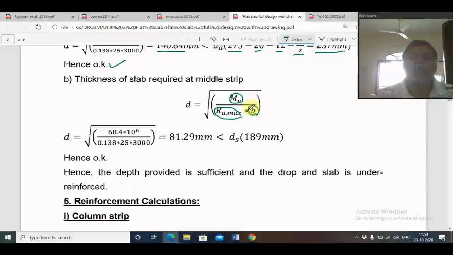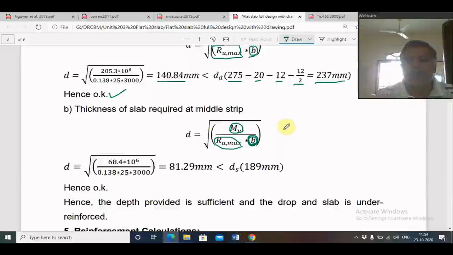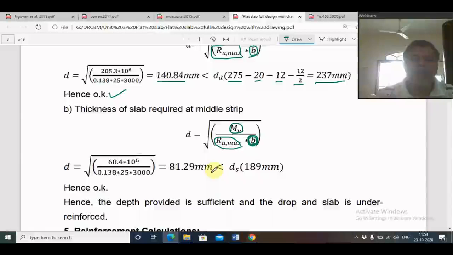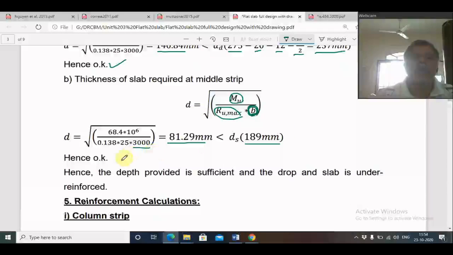Here B. What is the size of the middle strip here? What is the size? 3 by 3. So again I have to substitute the B value as 3000, and got the value as 81.29 mm. This value is much lesser than the provided effective depth of 189, hence OK. Therefore, the depth provided is sufficient at the location of drop and slab.